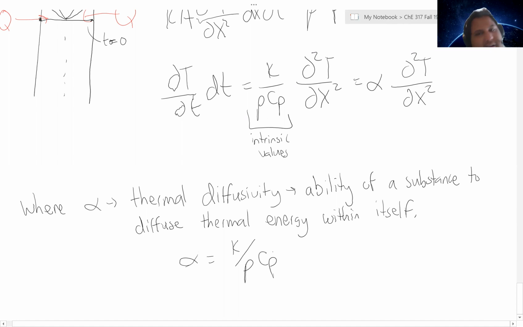It's very similar to thermal conductivity, but it also has to take into consideration not necessarily heat transfer through an object, assuming steady state, but in non-steady systems. Now we're looking at not only the ability of that system to conduct heat, but also hold and diffuse it within itself.